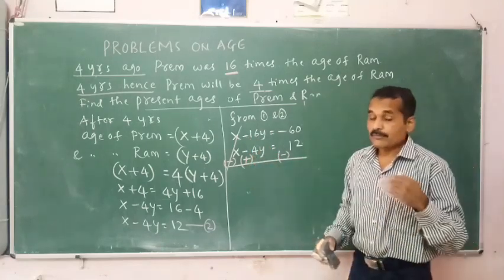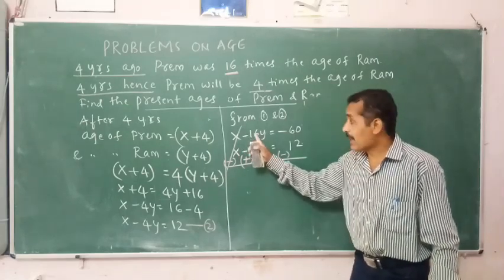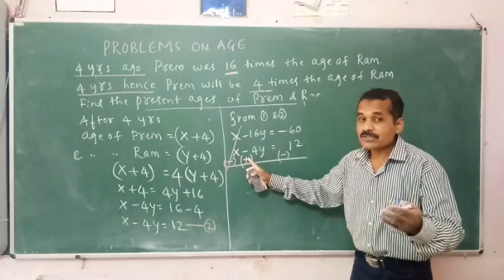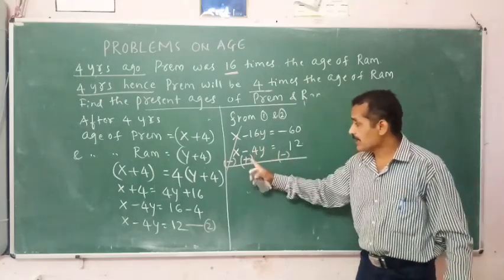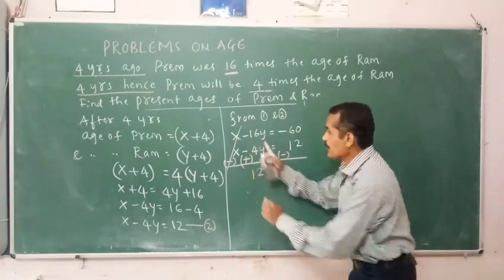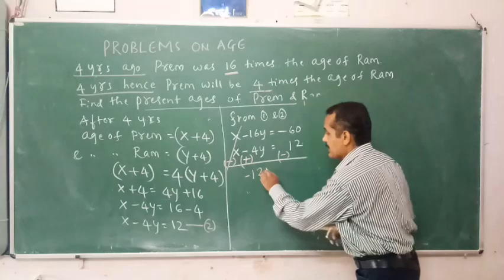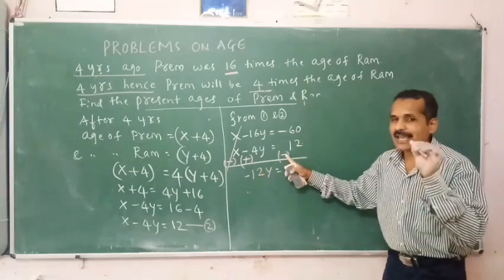You should be very confident in solving such problems. Minus 16 plus 4. Whenever a minus and plus is there, subtract and give the sign of the bigger number. 16 minus 4 gives you 12. Sign of the bigger number is negative. Minus 10 is equal to.